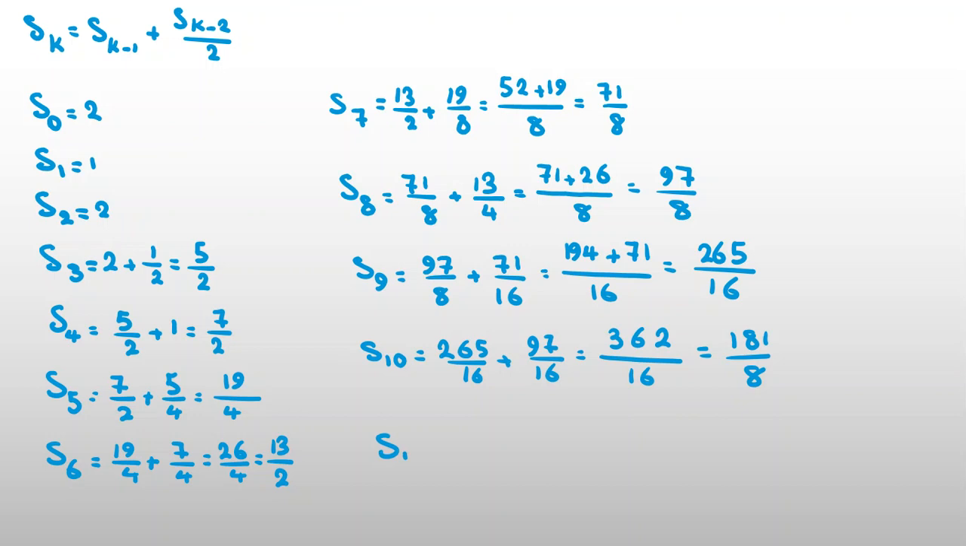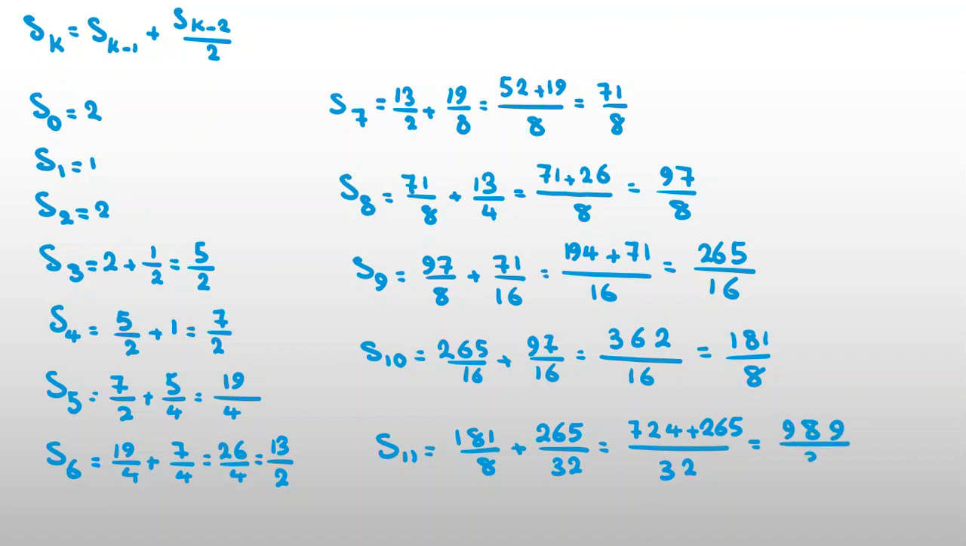Now the last part, S11, is the previous one, 181 over 8, plus 265 over 16 over 2, over 32. So if you divide, the denominator will be 32. 4 times 181 is 724, plus 265. Now, if we add, it is 989 over 32.